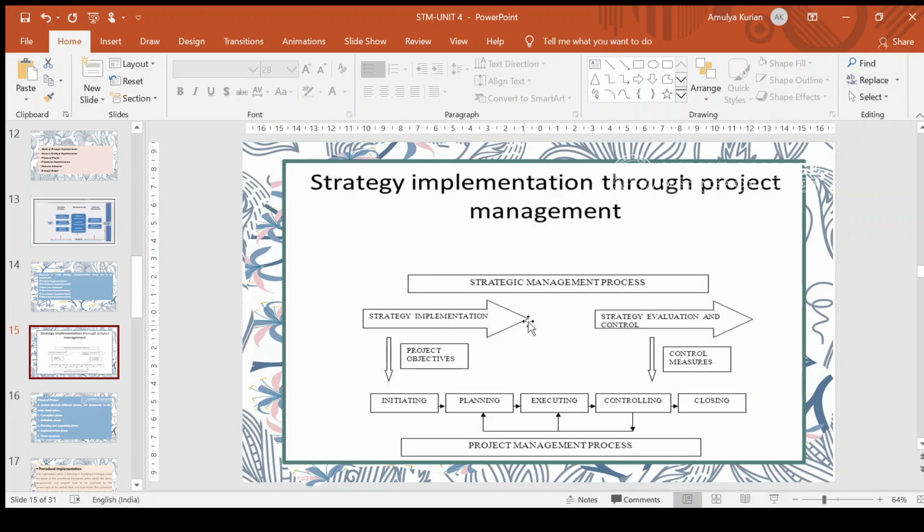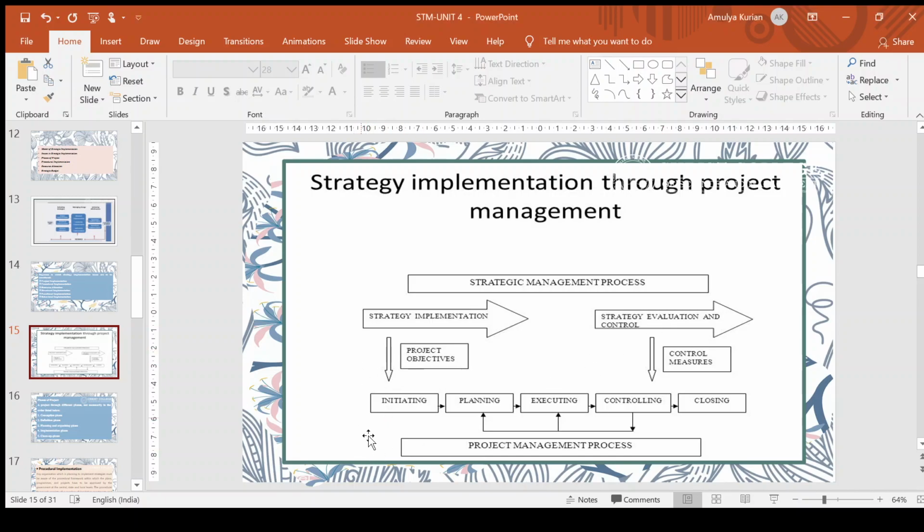Let us see. In the strategic implementation phase, we will be initiating the project which has already been started in the formulation stage, and planning, execution, and controlling will be done, and the project will be completed. The project will have to have certain project objectives, as well as certain control measures in place, so that the full project management process is evaluated and controlled. So this is about strategic implementation through project management.